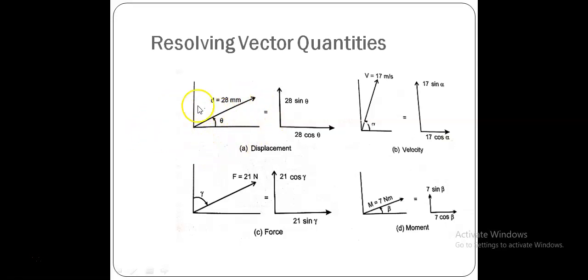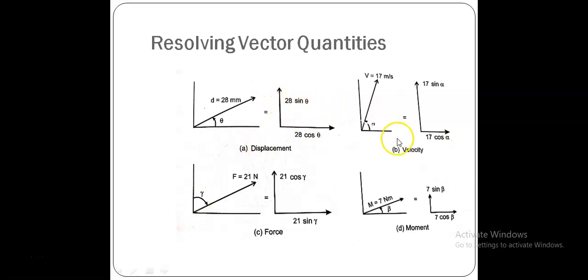First let us see displacement quantities. It is one of the vector quantities. You see that there is a displacement d equal to 28 mm in this direction. It can be resolved into horizontal and vertical components with respect to this theta. Theta is subtended with respect to the horizontal axis, and therefore when resolved horizontally, it becomes 28 cos theta mm. When it is resolved vertically, it is 28 cos(90 minus theta), that is 28 sin theta.